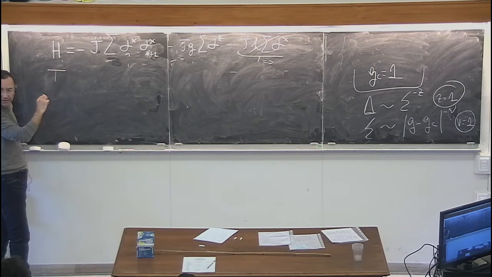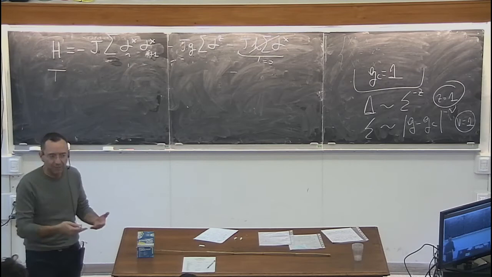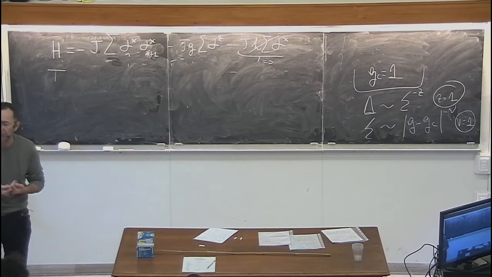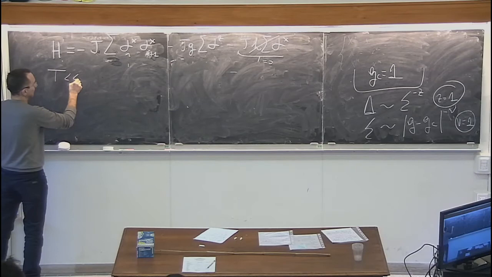Okay, but when I say low energy properties, the temperature must be very low. So I may study the temperature dependence when the temperature is very low, okay? And very low here means very low with respect to the scale of the system. So, for example, those are the questions I may ask.